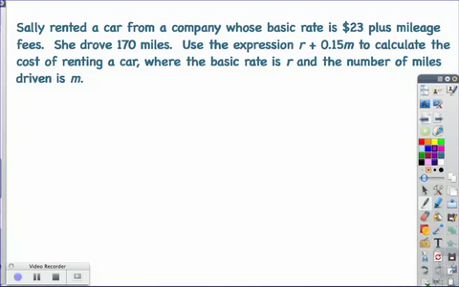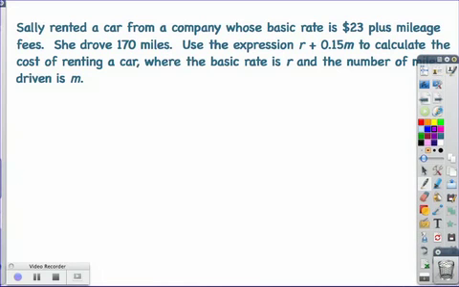I know that R stands for the basic rate and that the basic rate is $23, so R is 23. I also know that m stands for the number of miles driven, and since she drove 170 miles, m would be 170. Now I can substitute and compute. 23 plus 0.15 times 170.